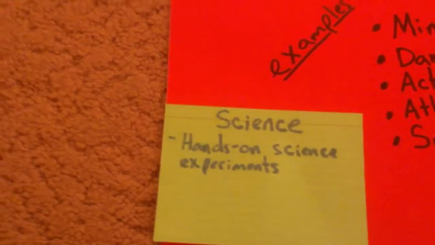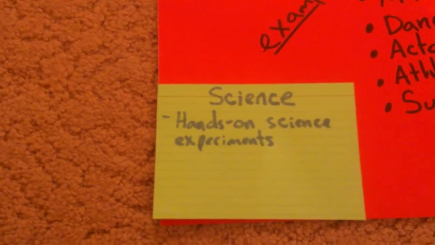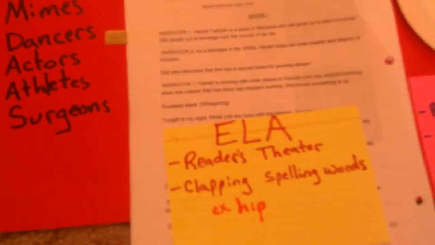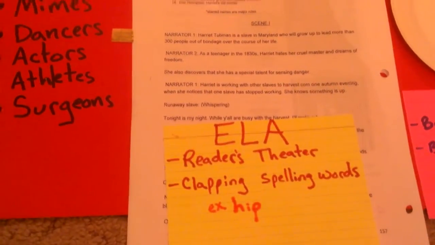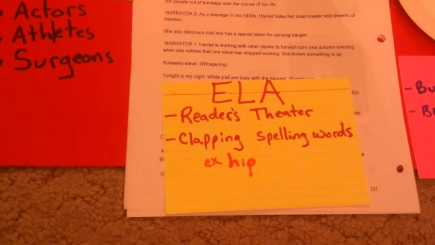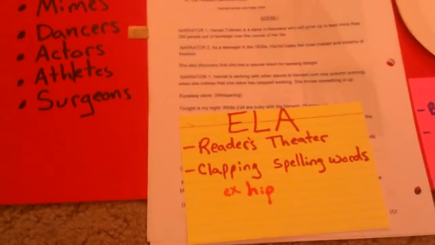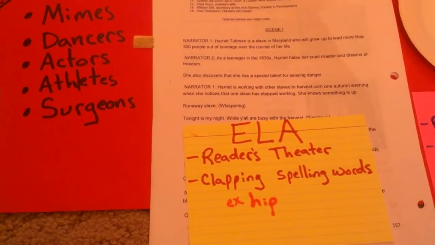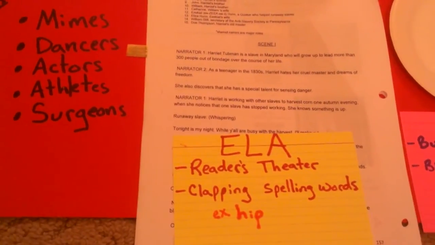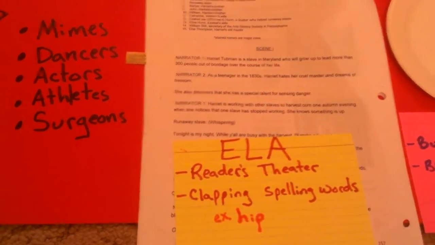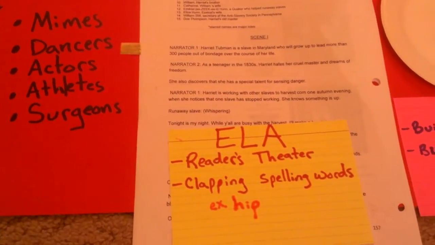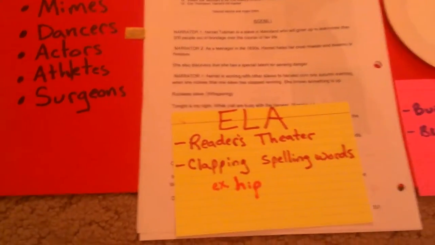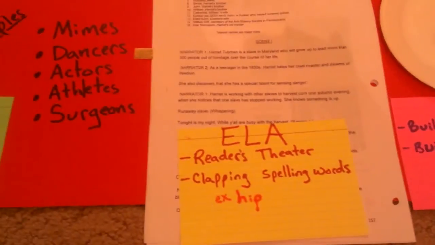Science, using any sort of hands-on science experiments, really going to get to this intelligence here. ELA, you could do reader's theater or clapping spelling words. I put an example there, hip, where for clapping the spelling word, you would clap above your head for the H because it's tall. For the I, which is in the middle, you would clap right by your stomach. And the P, which goes below the line, you'd clap down close to your feet. That way it helps you remember your spelling words.